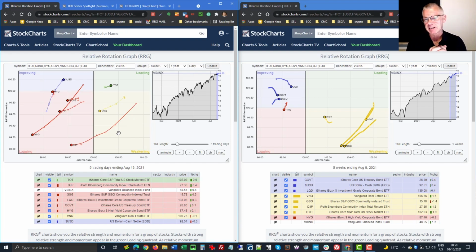It's a bit messy, I guess. We'll take a look at sectors later on and see if we can get a better handle on stock market performance. But long-term preference for stocks over bonds. Short-term, well, the daily suggests that we should have a preference for stocks, but it's a very short tail. There's not a lot of power behind this move either.